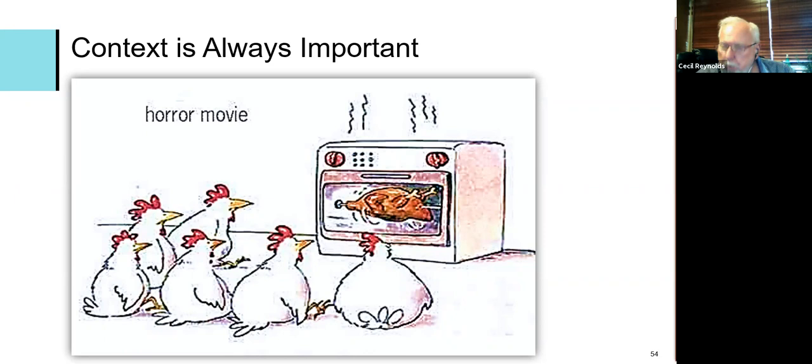You may think that that looks like dinner. I promise you, to a chicken, that's a horror movie. So if you don't understand the context of a student's life, I propose that you will frequently misinterpret test data.